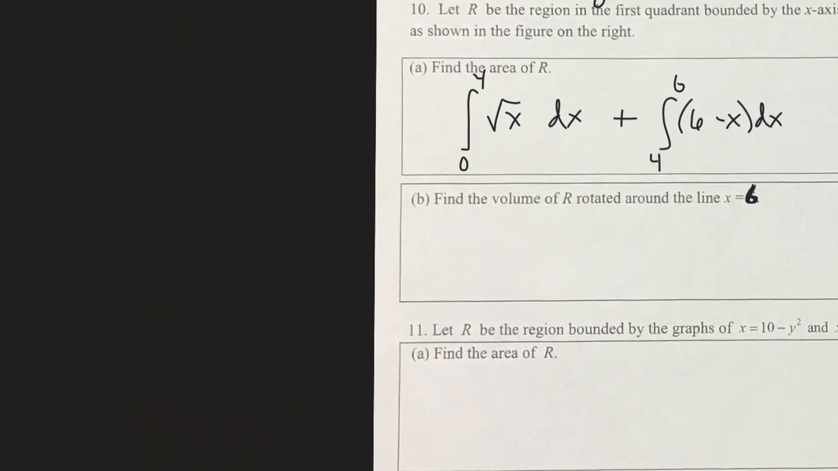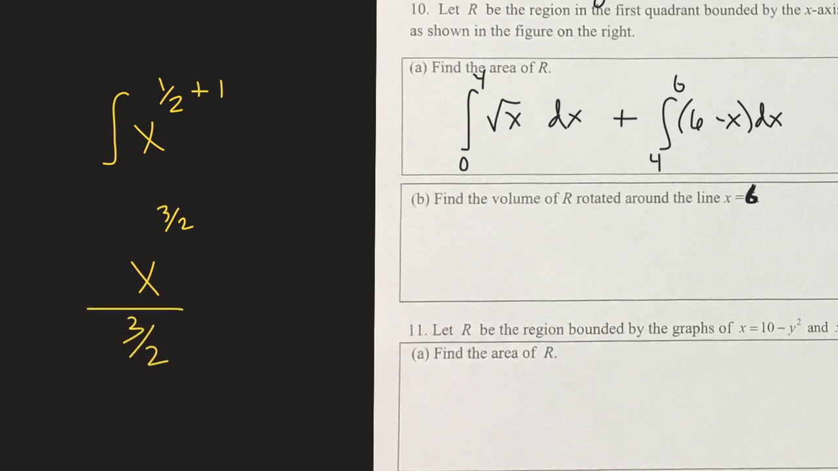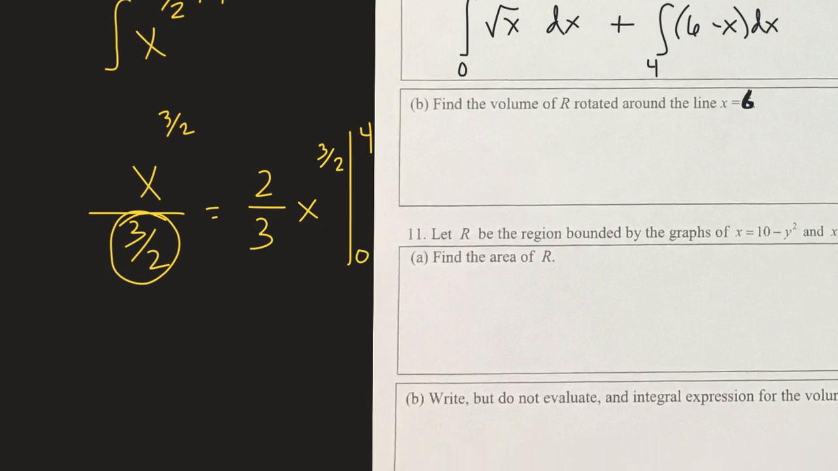So let's look at our root x function. What is the antiderivative of x to the 1/2? We usually change your root into a power before we use the polynomial rule, right? So we add 1 to the power when we take the antiderivative, and we divide by that new power. Multiplying by the reciprocal is 2/3 of x to the 3/2 power. And we're going to evaluate that from 4 to 0.